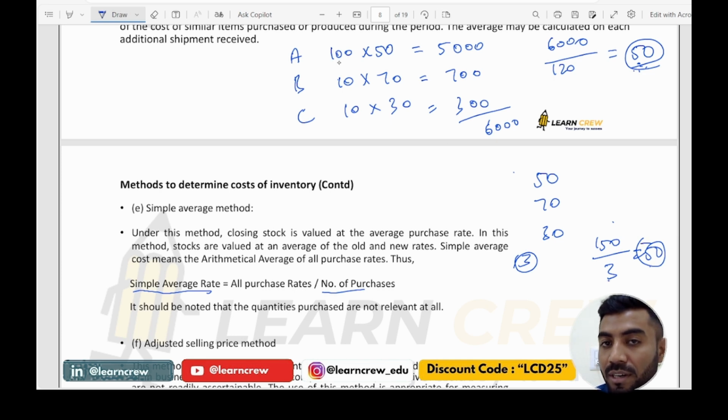In the weighted method, we multiply the quantity by the purchase price to get a total, and we divide that total by the quantity. Then we get the weighted average price. Here the quantity is playing a role. The quantity is nothing but 100 plus 10 plus 10. Quantity is playing an important role. But here, we are not considering the quantity. That is called the simple average method.